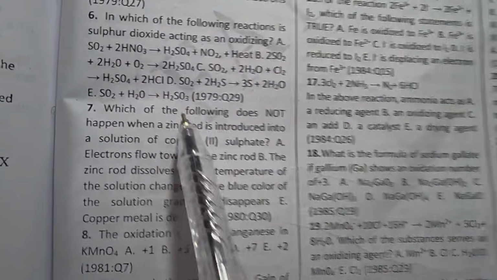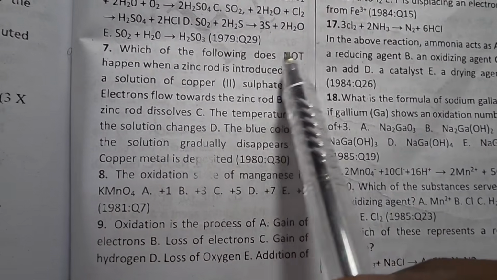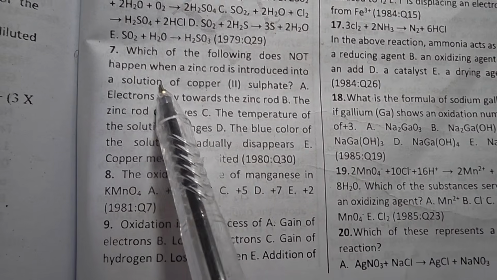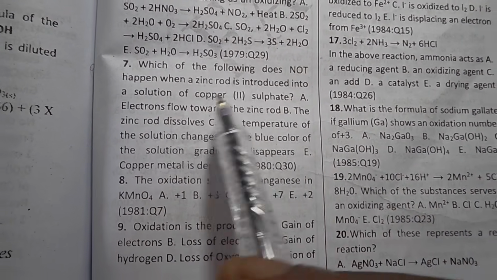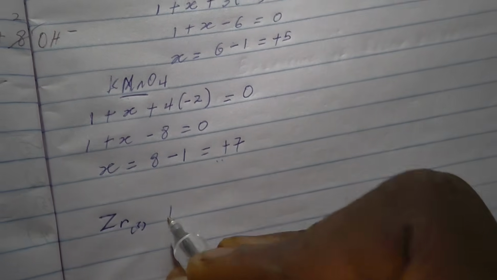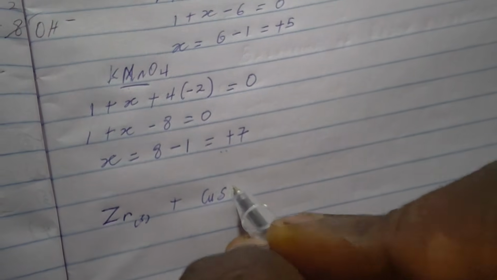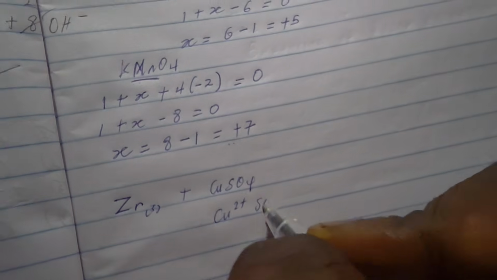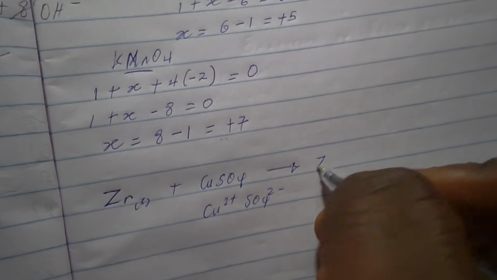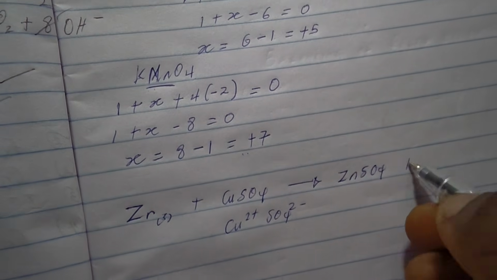So number 7. Which of the following does not happen when a zinc rod is introduced into a solution of copper 2 sulfate? So you put zinc into a solution of copper 2 sulfate. So this is like the equation. So you have zinc rod. Zinc rod is solid. You put it in a solution of copper 2 sulfate. Now, copper 2 sulfate can be written as Cu2+ and SO4 2-, for simplicity. Now, when this reaction happens, it will give you ZnSO4 plus Cu.